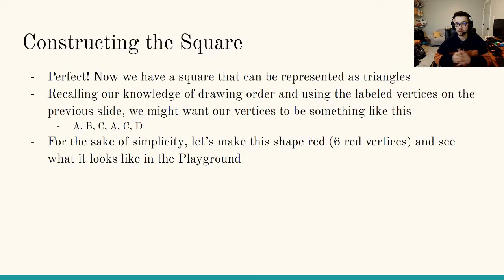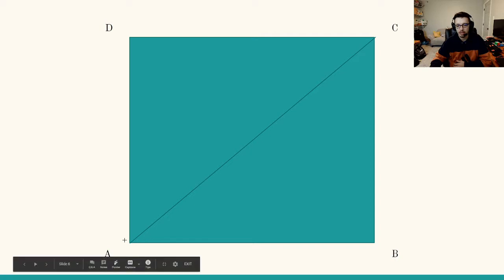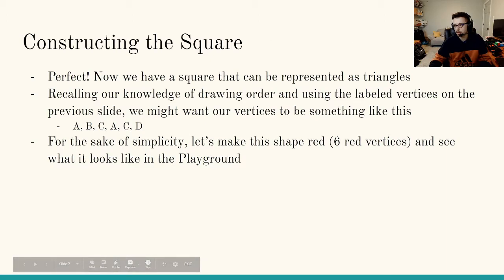So now we have a square that is represented as triangles, and if we recall our knowledge from the prior video about drawing order, we are going to need to draw them in a kind of counterclockwise fashion. So we will start at A, and then draw B, and then draw C, and then we will draw A, then C, then D. So let's open up the playground and see what this looks like.